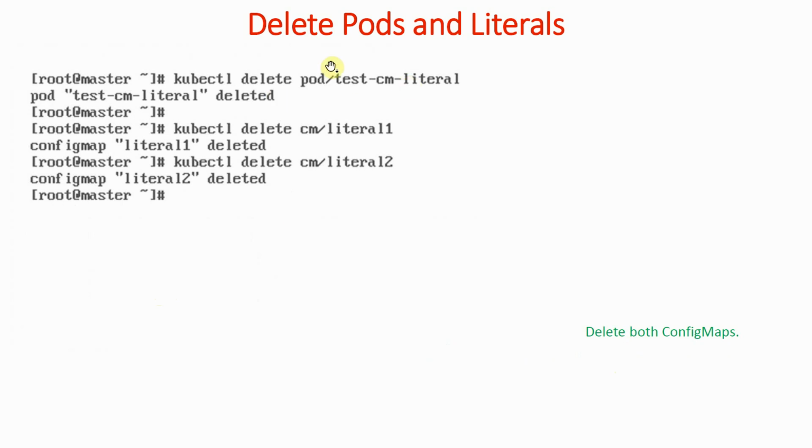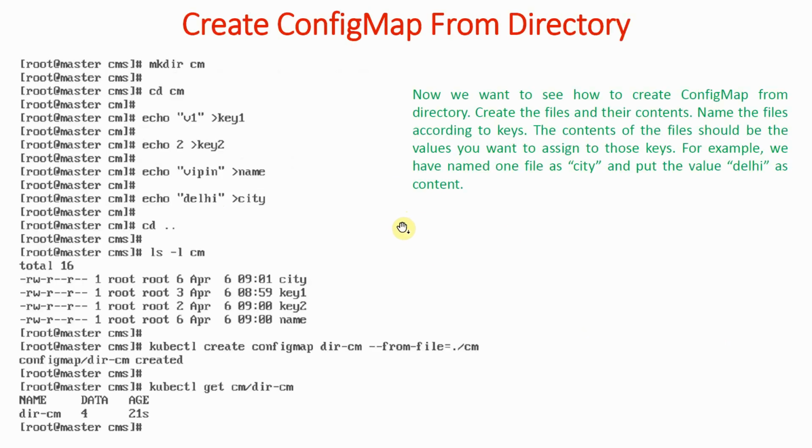Now we are going to delete the pod and the literals. So how to delete them? kubectl delete pod/test-cm-literal. So this will get deleted. That means first we are deleting the pod, then we are deleting those config maps: kubectl delete configmap/literal1. It got deleted. Then we specify kubectl delete cm literal2. It got deleted. That means here we are deleting both config maps.